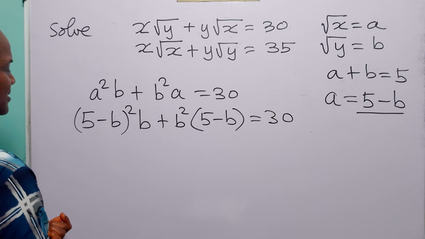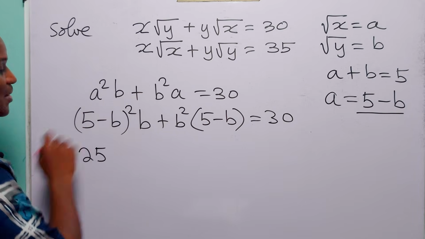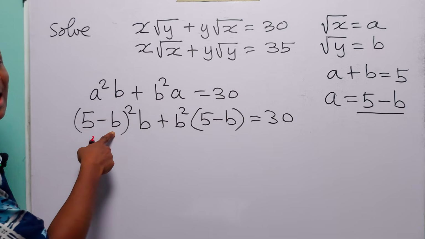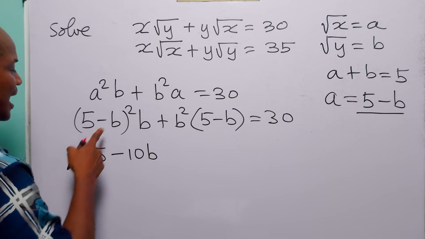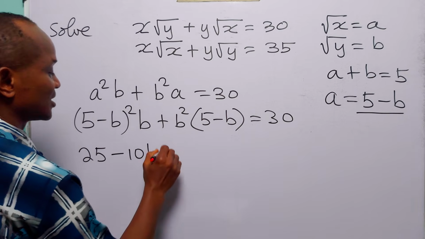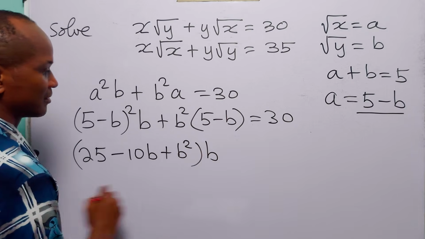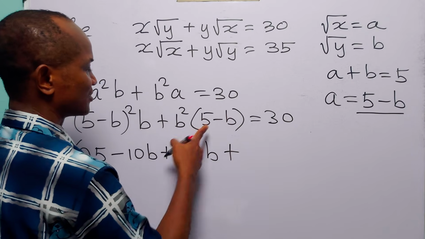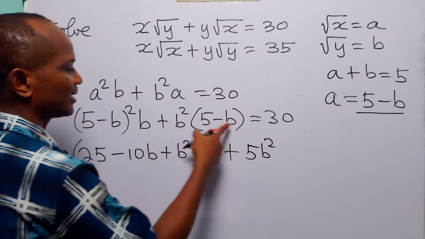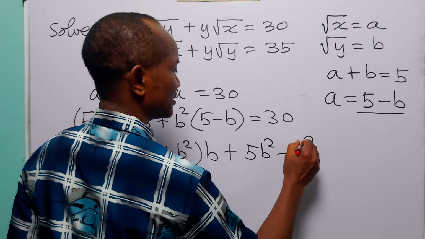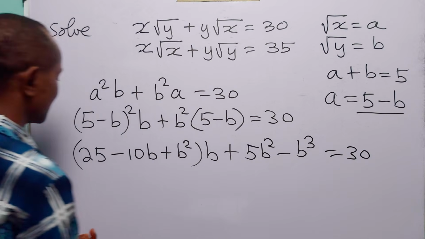Now let us expand this. We have 25, which is 5 squared, 2 times 5 times minus b is going to give us minus 10b, and minus b squared is going to give us plus b squared. Then we still have b, plus, opening this bracket, we have 5b squared and minus b raised to power 3. And of course, this is still equal to 30.